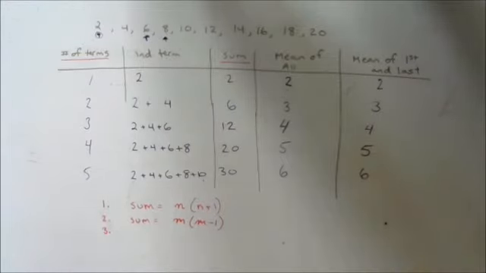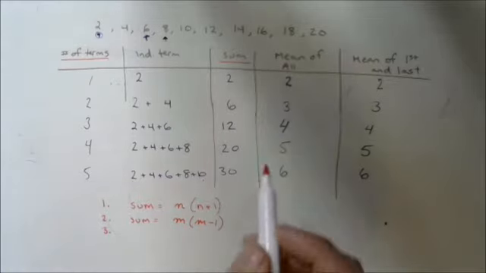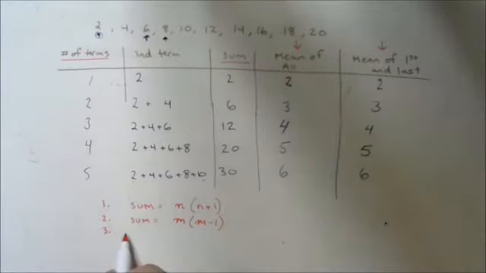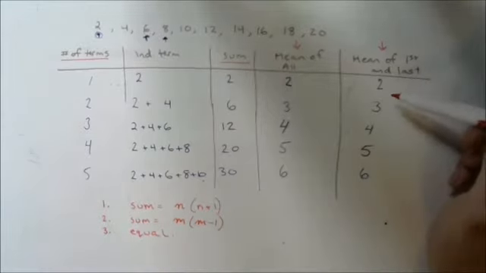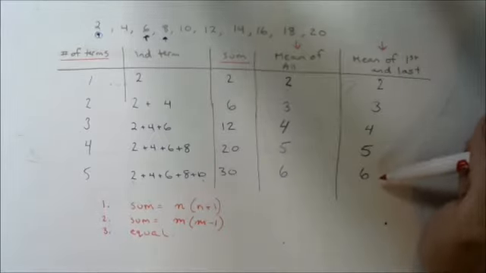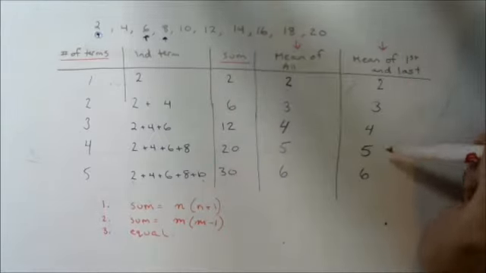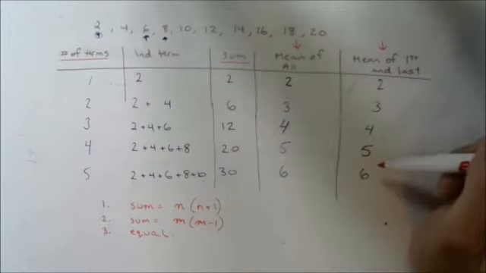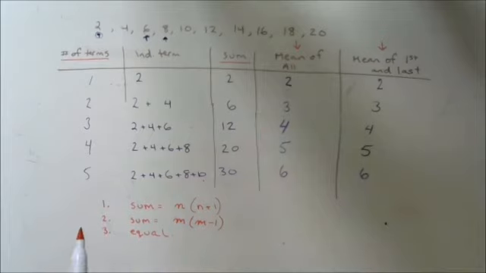How does the mean of the first and last terms relate to the mean of all the terms? So how does this column relate to this column? And they are equal. So you can see why this might be helpful in a very long sequence where you'd like to find the sum of the first 100 terms. You don't have to add them up. You take the first and the last, and you find the mean, and then you could multiply by the term number in order to get the sum of all of the terms.